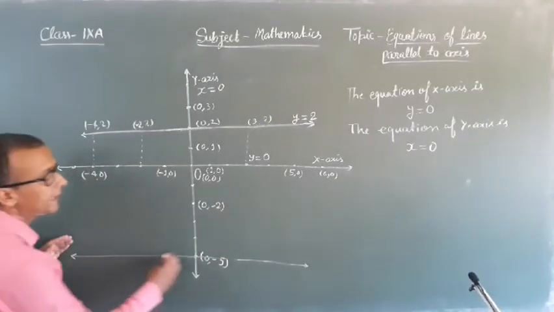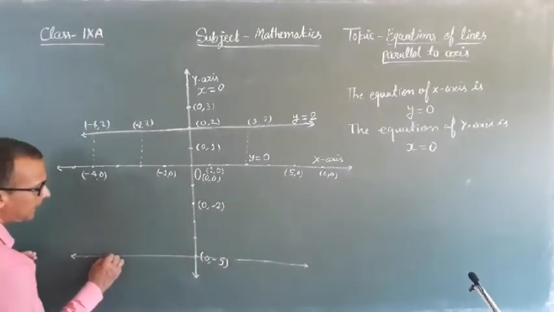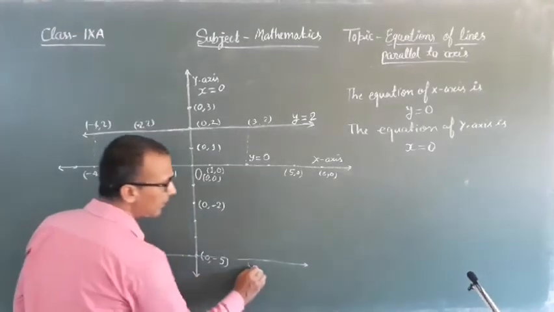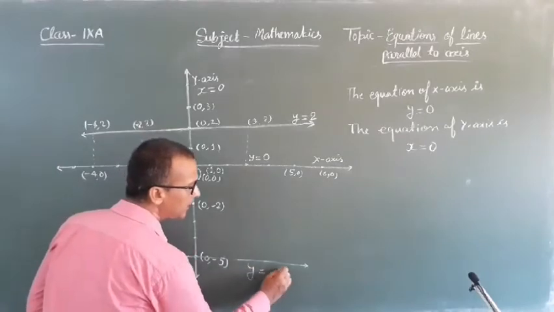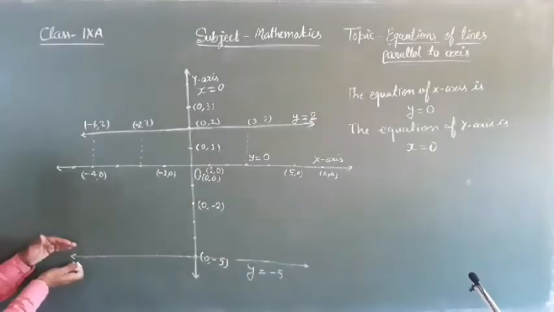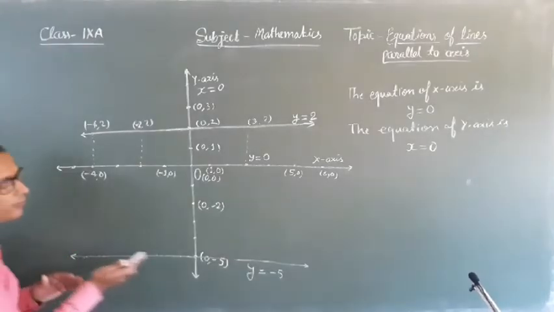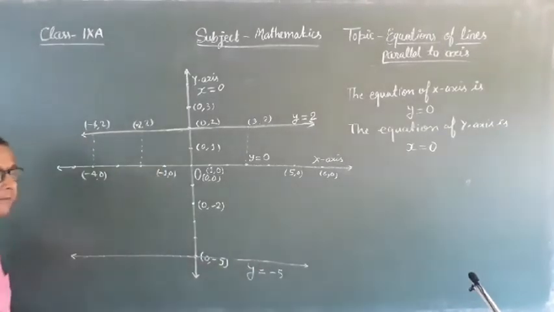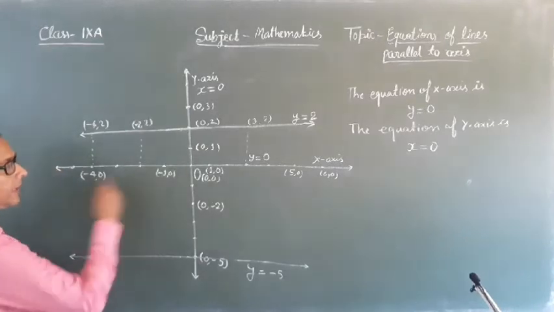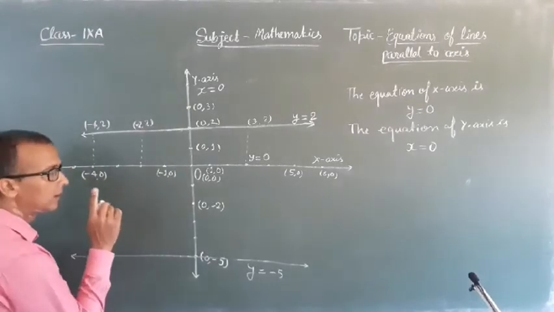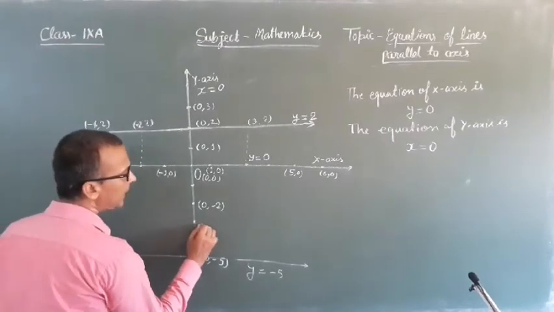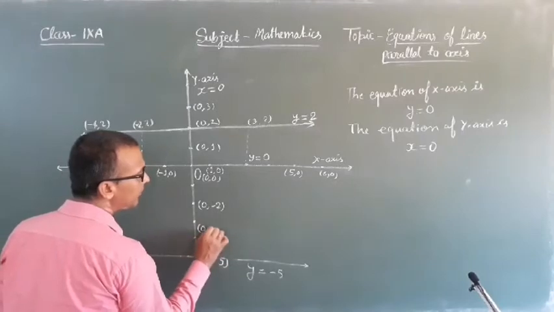All the values of y on each point of this line will be equal to -5. The equation of this line is y = -5. Let us take one more line which is parallel to the x-axis. Suppose this line passes through (0, -3).